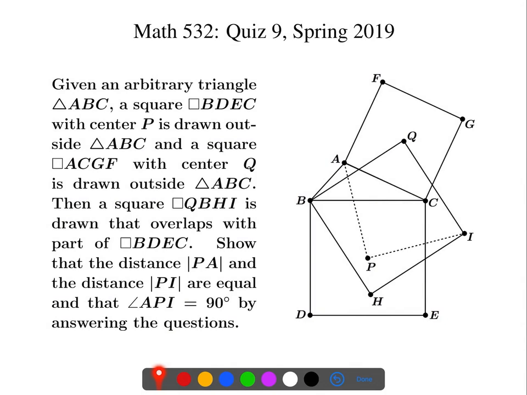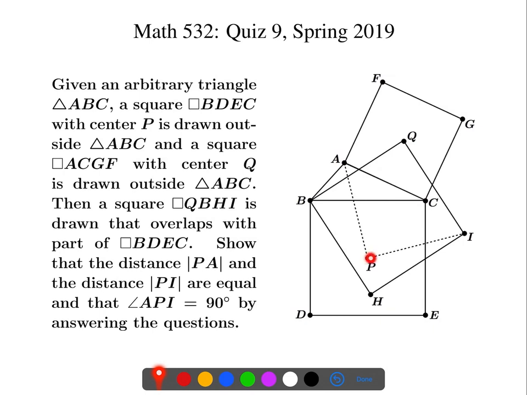The example we want to talk about is from a quiz I gave last spring. And we'll see then how this works. We have a triangle that's more or less random here, ABC, in this picture. And I have some squares. So one square is this BDEC, that's on side BC of the triangle. And another square is this ACGF, which is on side AC of this triangle.